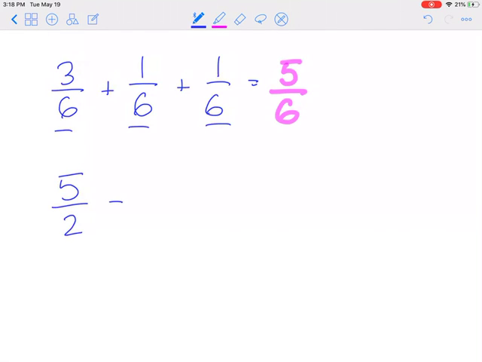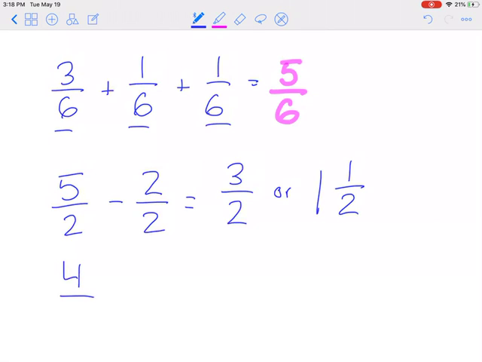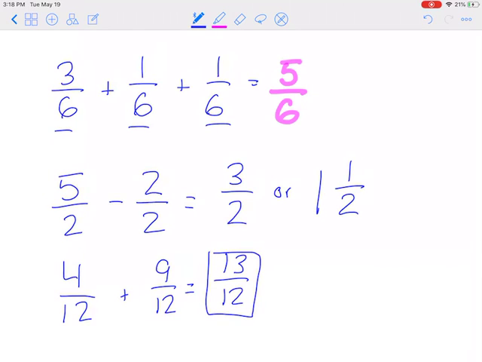5/2, which is an improper fraction, minus 2/2, which is a whole, and you're left with 3/2, or you can also write that as 1 and 1/2. Okay, last one for the second set is 4/12 plus 9/12 equals 13/12. The reason this one is challenging is because you have to change this improper fraction to a mixed number, and I can take out 1 whole, and I'm left with 1/12.